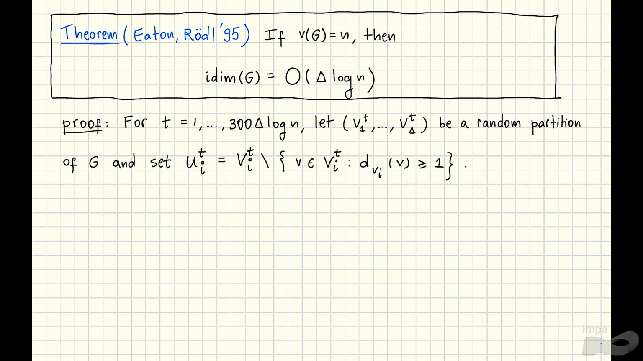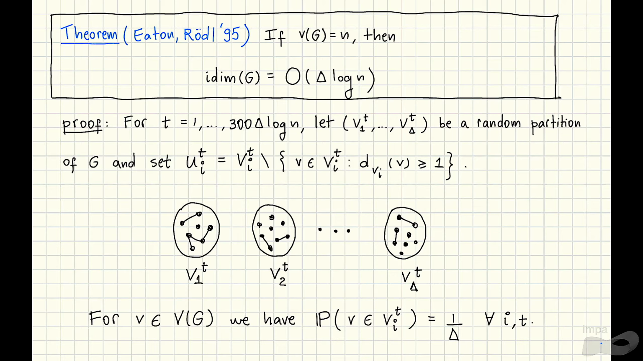OK, so how do we show that we can cover the edges of a graph with at most delta log n independent set factors? This is the question. What we do is the following. First, you take some random partition of the vertex set of your graph. And then we are going to use this random partition to create a collection of vertex disjoint independent sets, OK? So how do we do it?